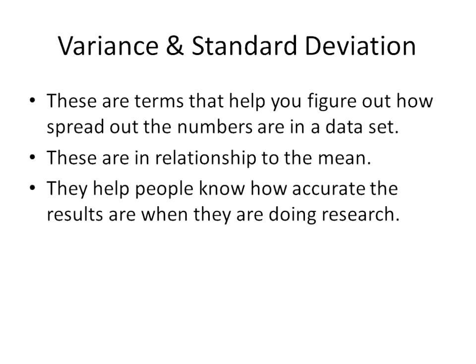So the other thing we needed to talk about and kind of go into is variance. I used the wrong word there. Variance and standard deviation. So these are terms that help us figure out how spread out numbers are in data sets. And they're all in relationship to the mean. And they help people know how accurate results are when they're doing research.